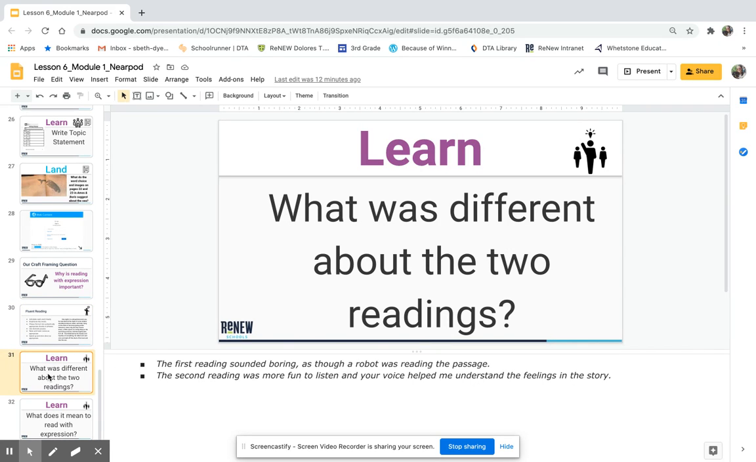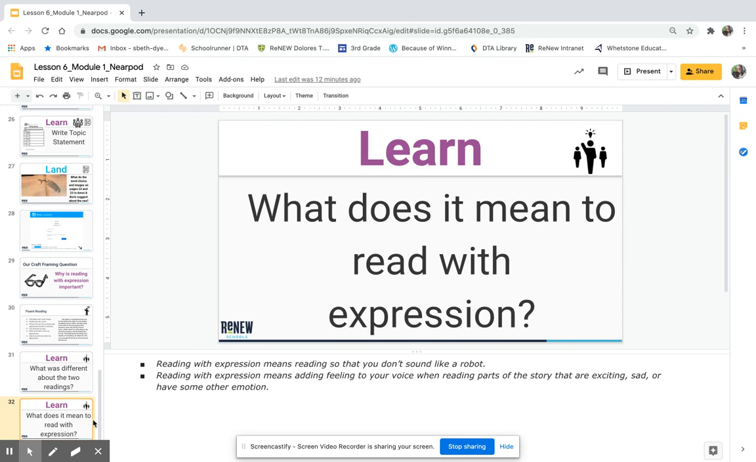What was different about the two readings? The first reading kind of sounded boring, as though a robot was reading the passage. The second reading was more fun to listen to, and my voice helped me understand the feelings in the story. What does it mean to read with expression? Reading with expression means reading so that you don't sound like a robot. Reading with expression means adding feeling to your voice when reading parts of the story that are exciting, sad, or have some emotion. All right, that's it for lesson 6.